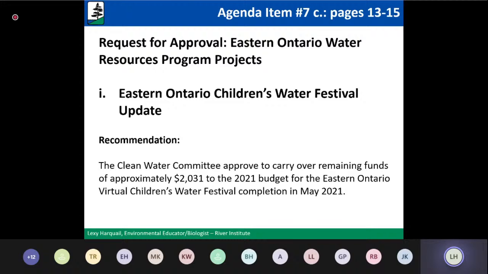And after meeting with all of the other coordinators for the other children's water festivals in Ontario, we unanimously decided that we weren't going to be hosting any in-person festivals for 2020, but that we would all like to move to a virtual format for 2021, which each of the festivals are going to be doing in a different way.